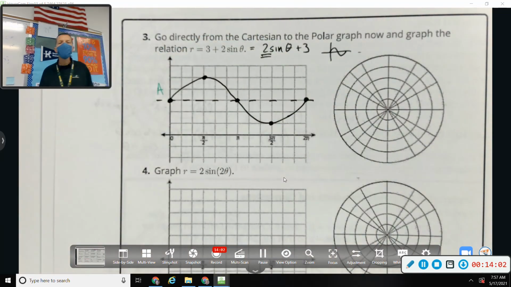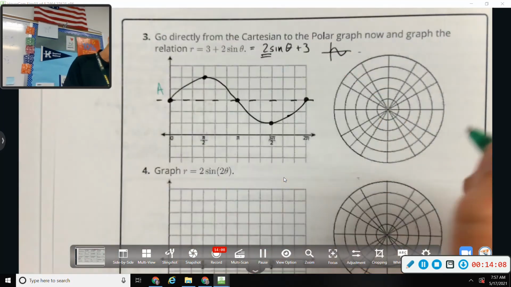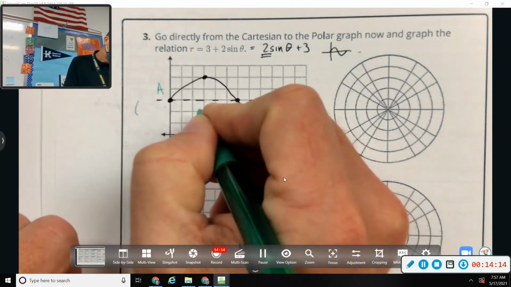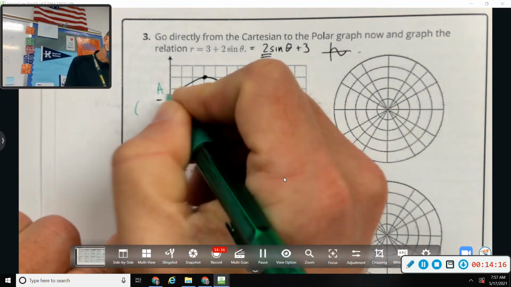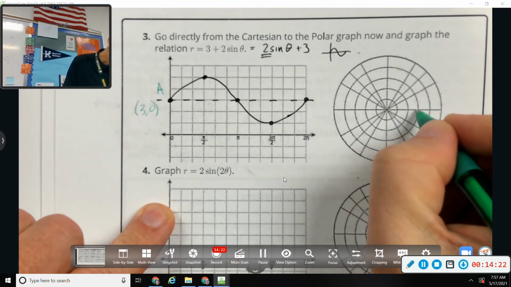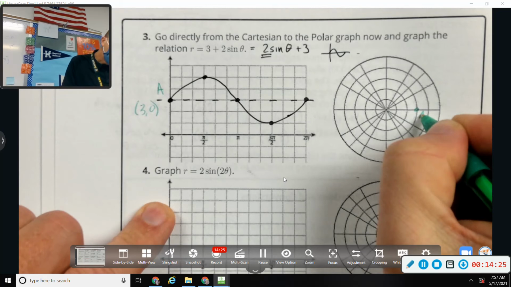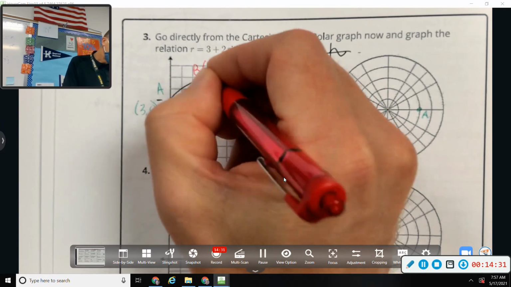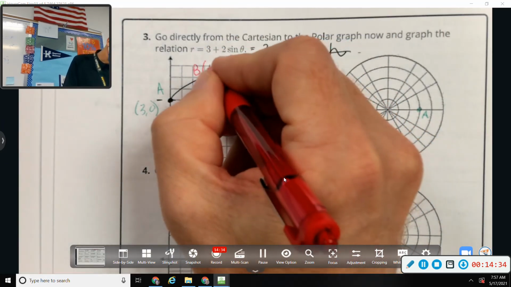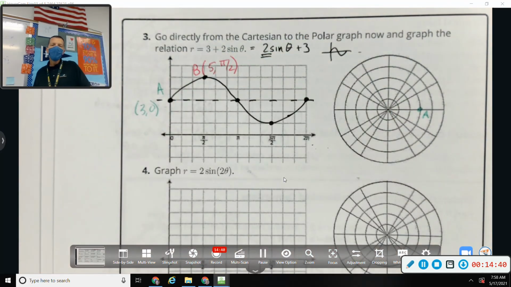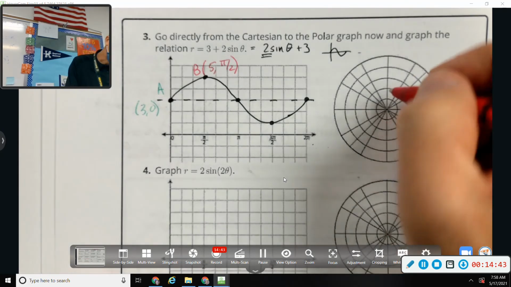Now let's take each of those points and sort of translate them to the r theta graph. So that first point is, let's see, r is 3 and theta is 0. 1, 2, 3. So there's point A. Point B was 5 up, and pi over 2 is the angle. So we'll rotate to pi over 2 and go out 5.